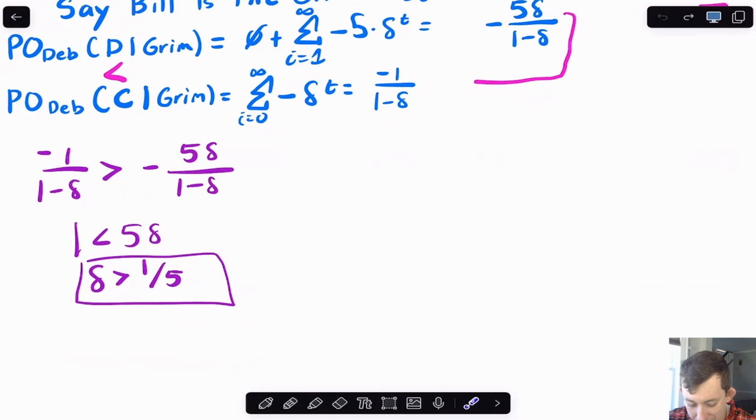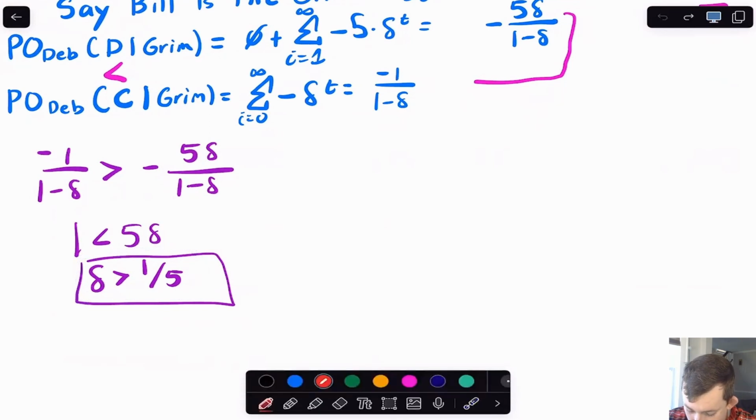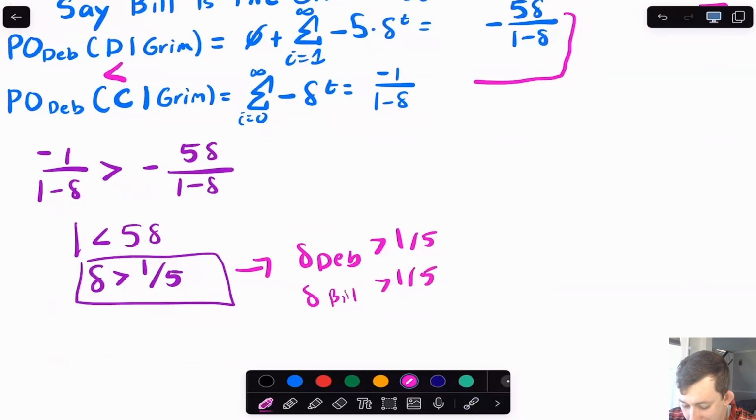We're probably going to have that, but notice that it's important because we need the caveat that this is a subgame perfect Nash equilibrium only if delta is greater than 1/5, and that's for Deb, but also for Bill because it's symmetric. So really, delta Deb needs to be greater than 1/5 and delta Bill needs to be greater than 1/5. And if that's true, then the Grim Trigger strategy is going to be a subgame perfect Nash equilibrium, and that's how you show that.